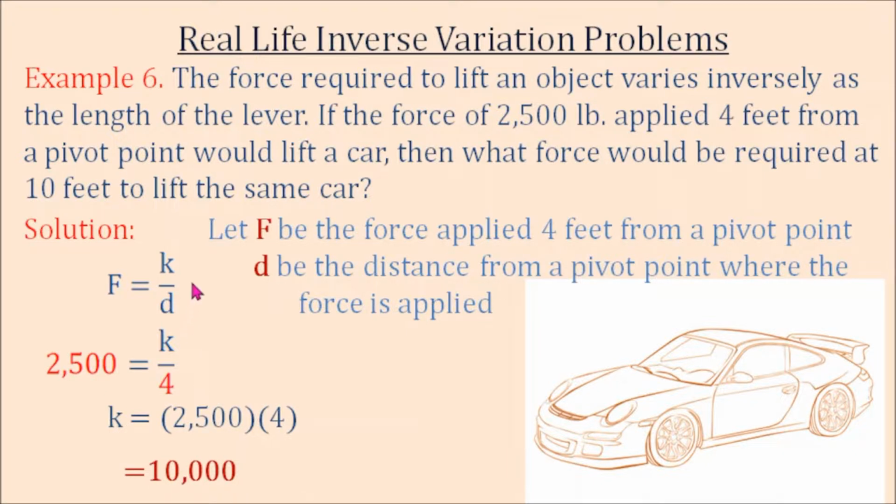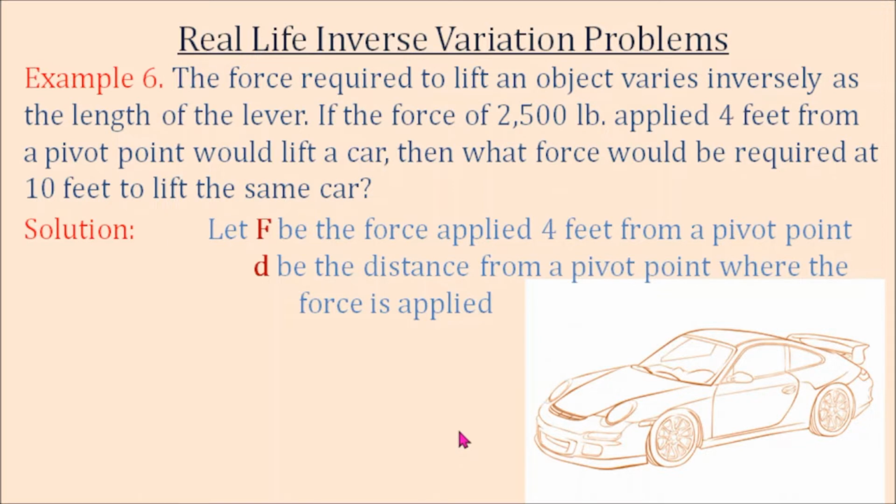Now going back to our original equation, F equals K over D, we are going to substitute K with 10,000 and our D with 10 to find F. So that's F equals 10,000 divided by 10. And 10,000 divided by 10 is 1,000. So that means our answer is 1,000 pounds.